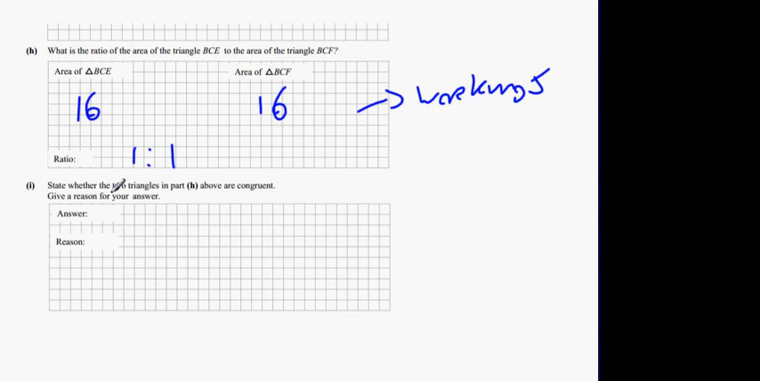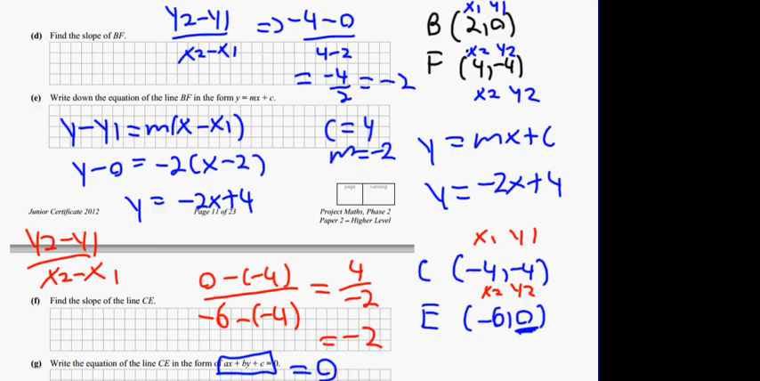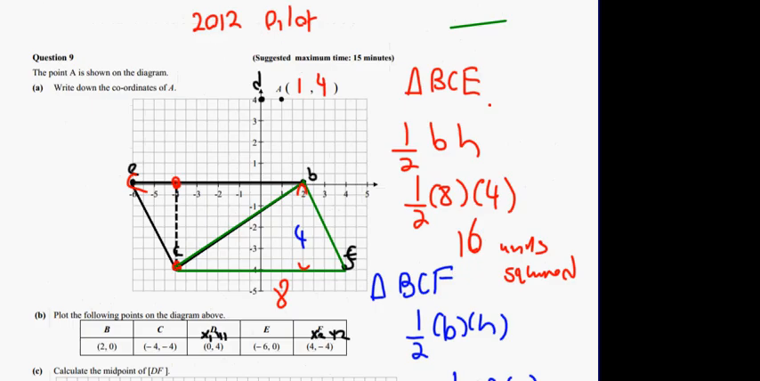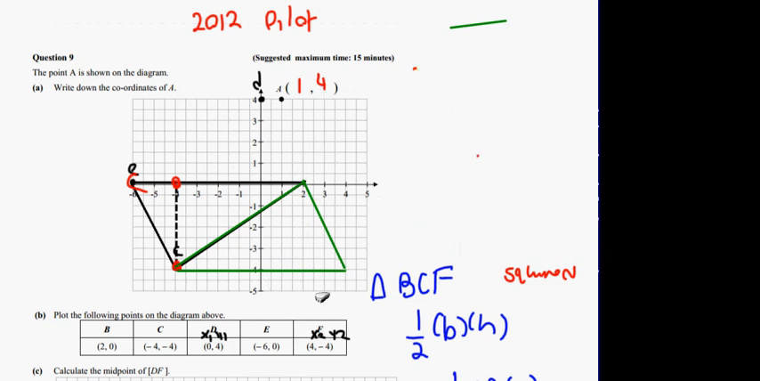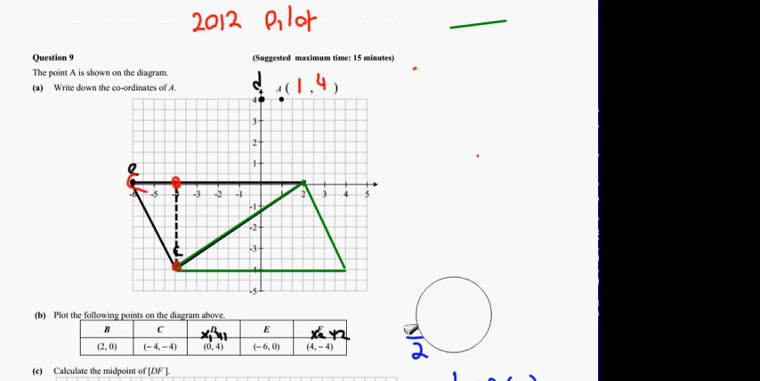State whether the two triangles in part H are congruent. Give a reason for your answer. Alright, congruent is interesting. Okay. Let's have a look. What does congruent mean, lads? Congruent, anybody? Same. Exactly there. Same. So let's figure this out. Okie dokes. We have to prove that they're the same length and the same direction. Let's start off with the lengths.